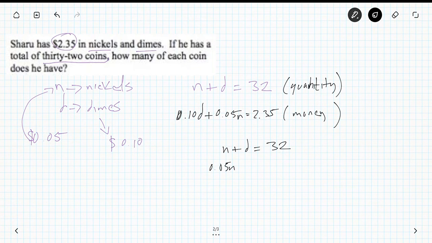0.05 N plus 0.10 D equals $2.35. Okay, why is this better? This is much better because in this sort of way of organizing the system, you can eliminate faster once you get to the solving step. Okay, so that's going to be probably a different video because I'm not going to have time to produce something that is short and easy for everyone to watch.